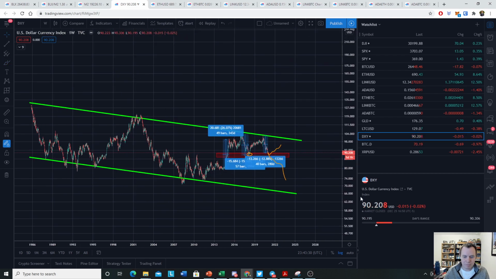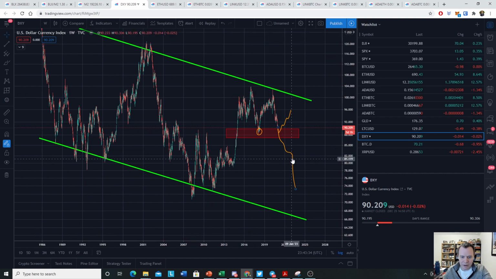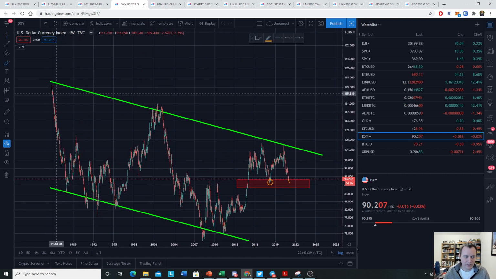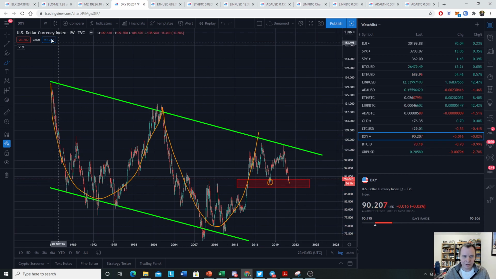Now, if you look at the macro picture of DXY, you can see that when you zoom all the way out, we have two major concave up patterns. Here's one, and then here's another one, okay? Now the question is, are we starting another one that's going to take the dollar a lot further, or in fact, are we going to turn around in the short term?